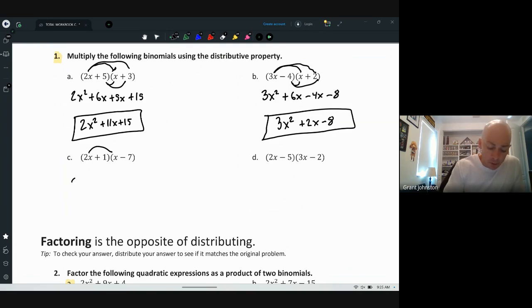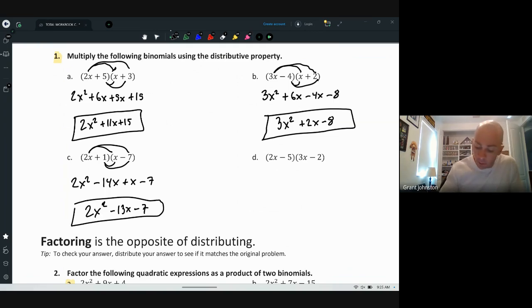Let me do the other ones. 2 times x, 2x. 2 times negative 7, negative 14x. 1 times x, just 1x. 1 times negative 7 is negative 7. Combine your like terms. Negative 14x plus 1x would be negative 13x minus 7.